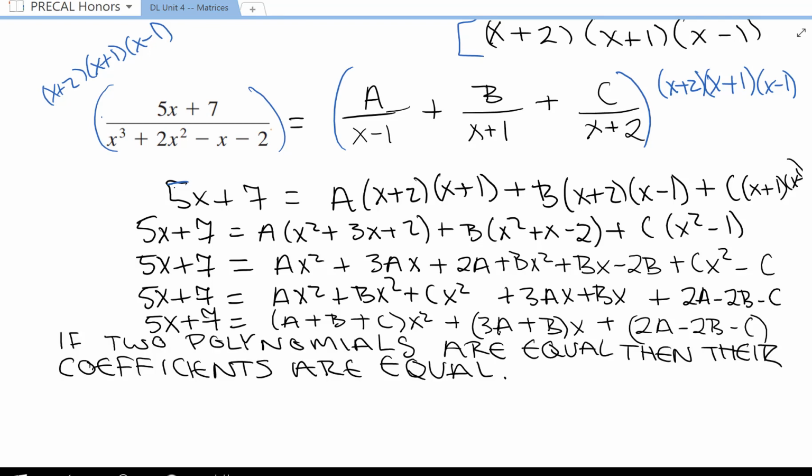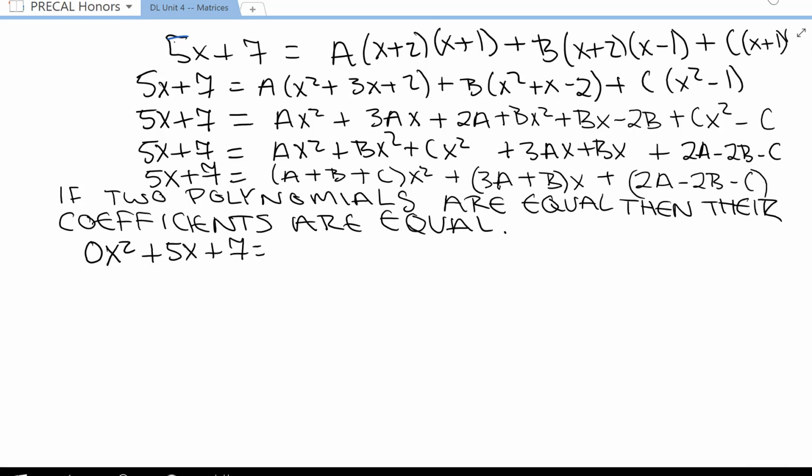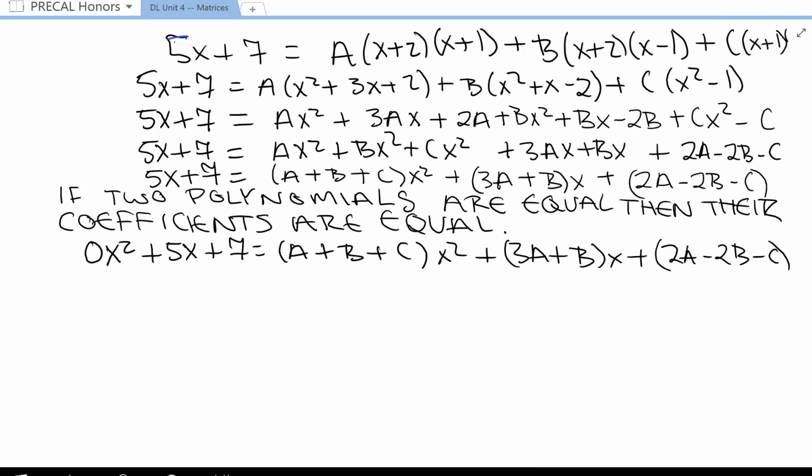If two polynomials are equal, then their coefficients are equal. Okay, so this polynomial 5x plus 7 is equal to this one that has an x squared, an x, and a constant. So I'm going to rewrite 5x plus 7 with an x squared term. That would be just 0x squared, just so it looks like the other side. You do not have to do this. I just want to show it visually. And I'm not going to change the other side, so here it is. Okay. If two polynomials are equal, then their coefficients are equal.